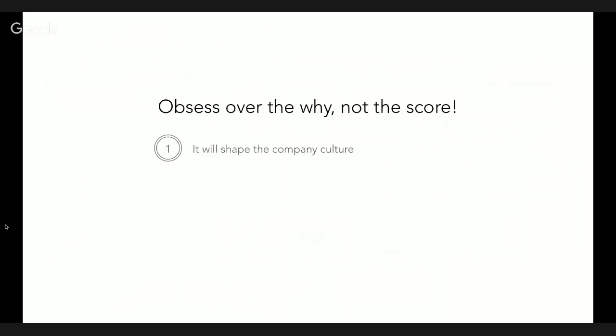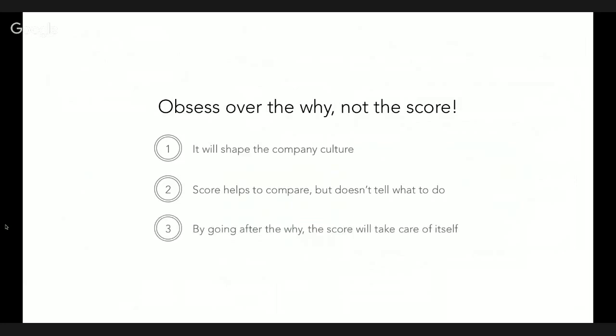So what is it that you need to do? You need to ask the right question, but why is it that you should do it? It will help you hire the right company, shape the right company culture because your team focuses on the why. The score actually is telling you to compare it across the organization, across departments, but it doesn't really tell you what to do, and that's where the why is important. And the idea is to focus on the whys, and the score will take care of itself.